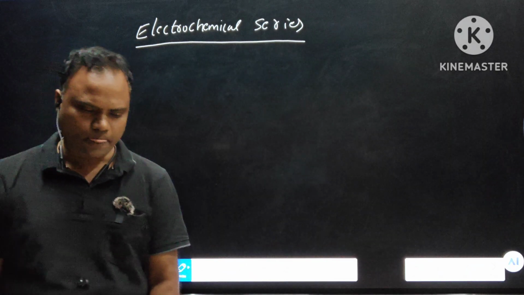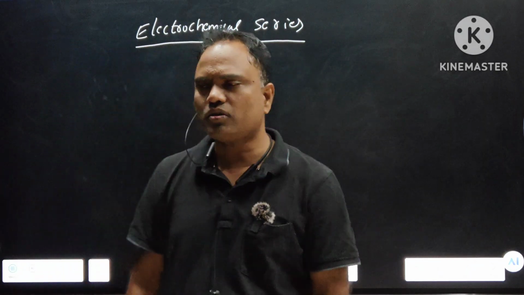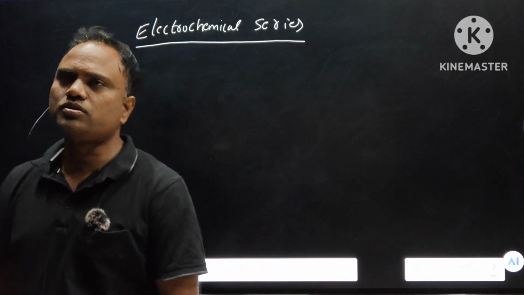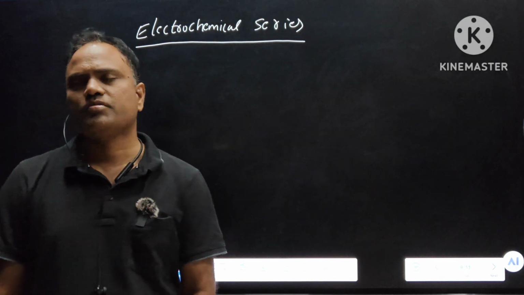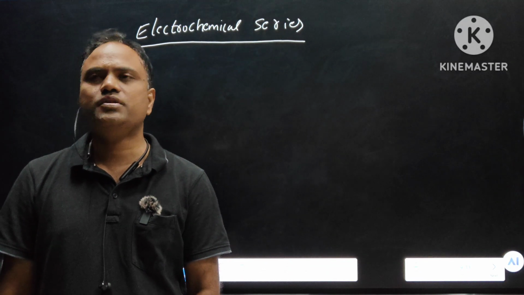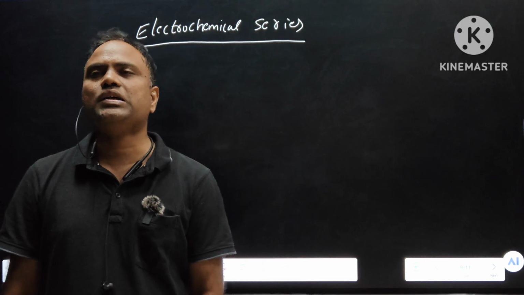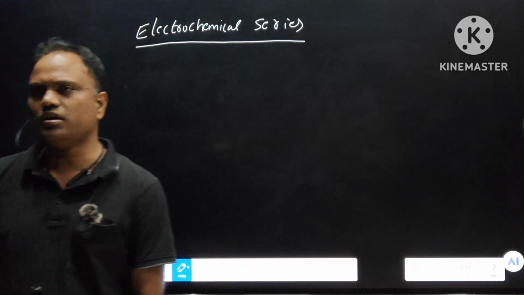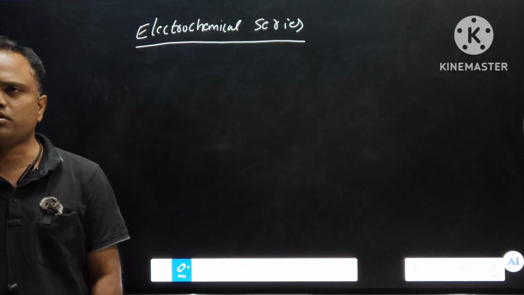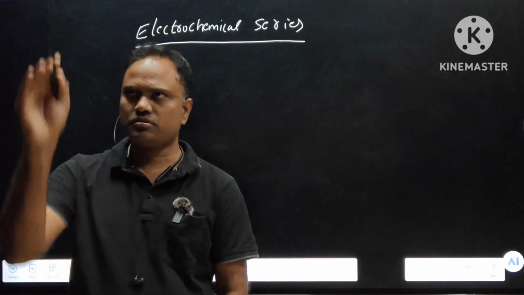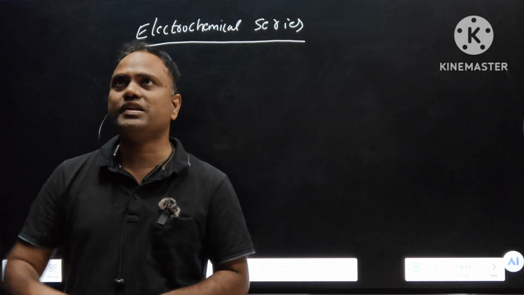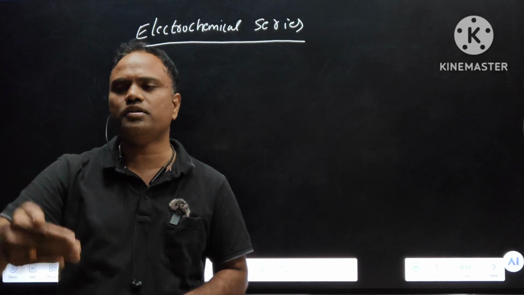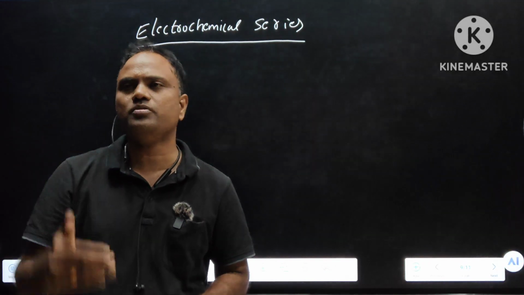Electrochemical series. Like the spectrochemical series in complex compounds, this is the electrochemical series. It is a series of electrodes which are arranged in the increasing order of their reduction potential values, that is, increasing order: negative, 0, positive.